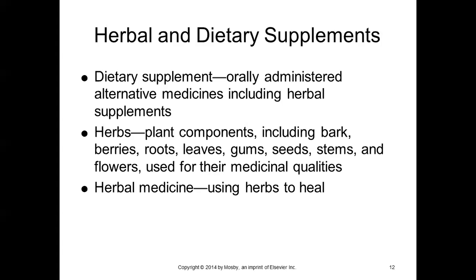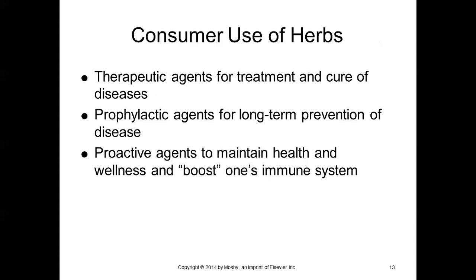When herbs or different plants of origin are used in the medical field for the treatment of disease, this is called herbal medicine, right? Sometimes herbs or herbal medicine are called complementary alternative medicine. So what else are the uses? Therapeutic agents for the treatment and cure of the disease.